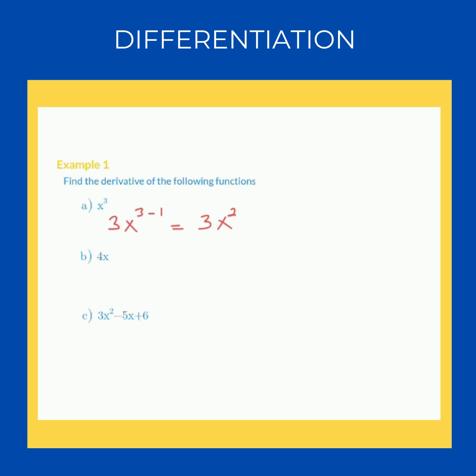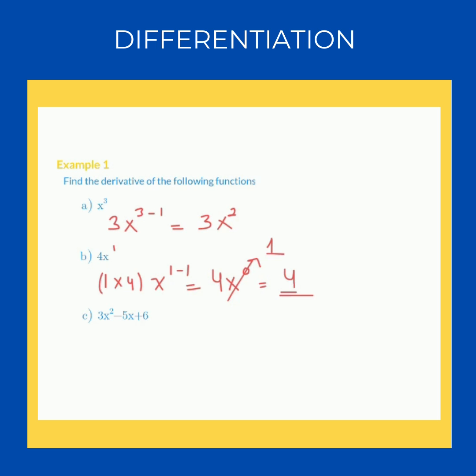In part B, I have to derive 4x. So the power of x here is 1. So the 1 goes down, so it becomes 1 times 4 times x to the power of 1 minus 1. So the answer is 4x to the power of 0. So x to the power of 0 is 1 according to the rules of indices. So the answer is 4 times 1, which is 4.